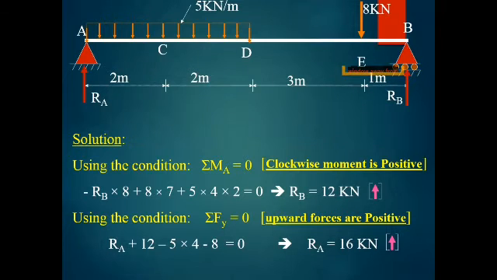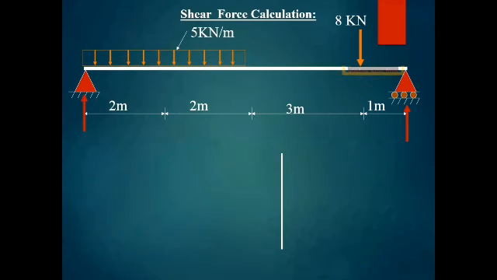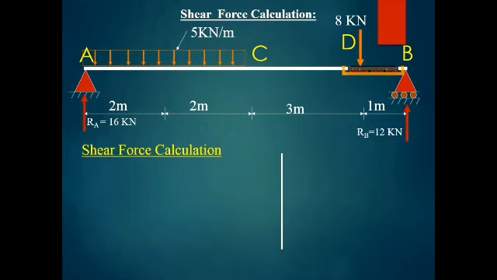Now after calculating the reactions, our next step will be shear force calculation. To do the shear force calculation, last time we studied the conventions. I am naming the points now A, C, D, B. And the reactions which I have calculated, RA equal to 16 and RB equal to 12, are from the previous slide. And now we will do the shear force calculation.